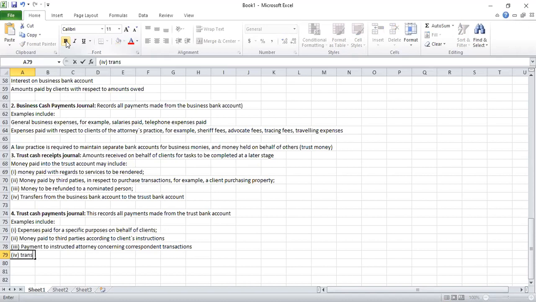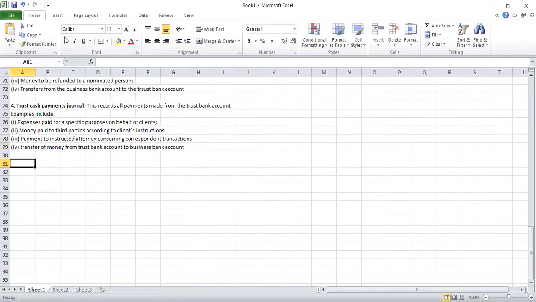Transfer of money from trust bank account to business bank account. Right. If a client has given you money for representing the person, and then you complete the job, you are allowed to take your money from the trust account. So when they pay you before you do the job, you put it in the trust account. But when you have done the job, then you can take your money from the trust bank account. So before you do a job, you don't take the money from the trust payments account.